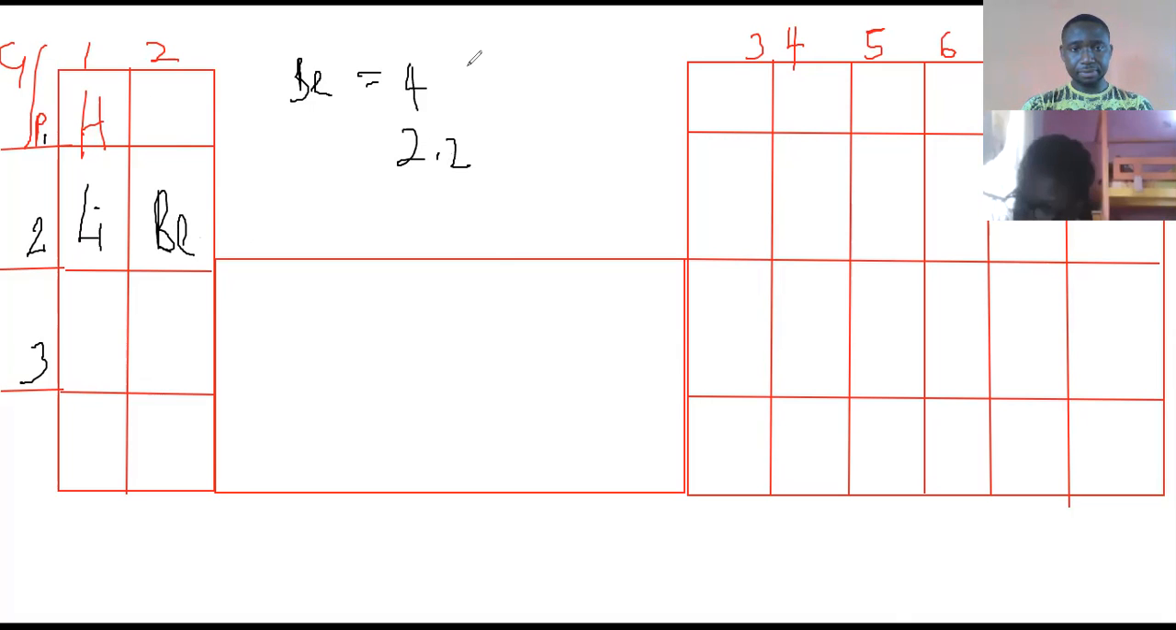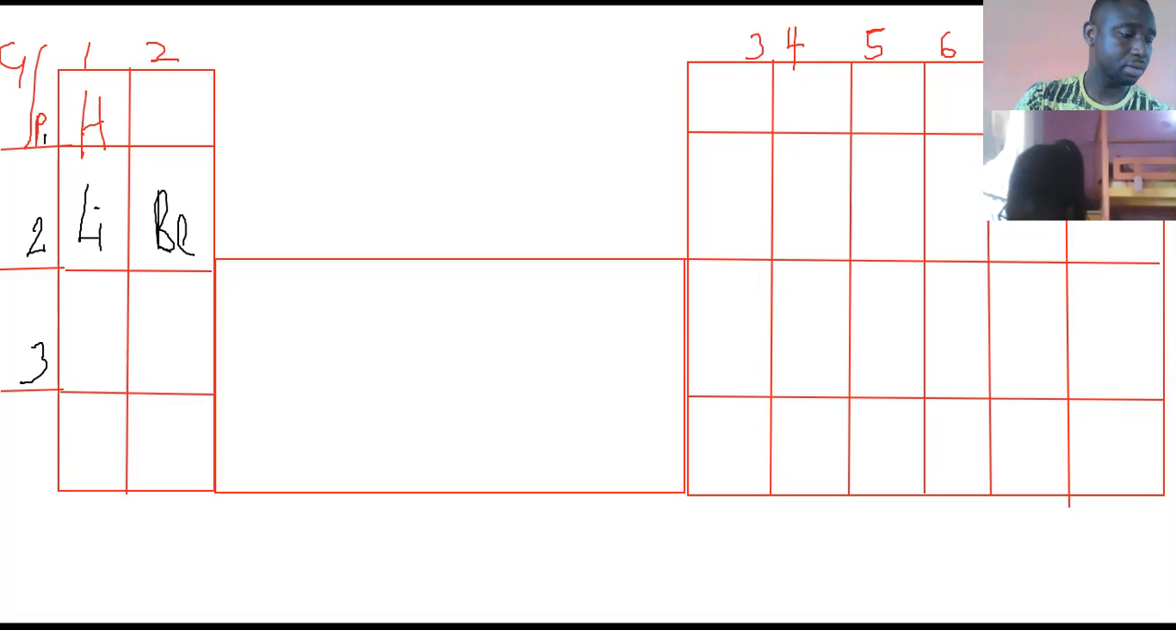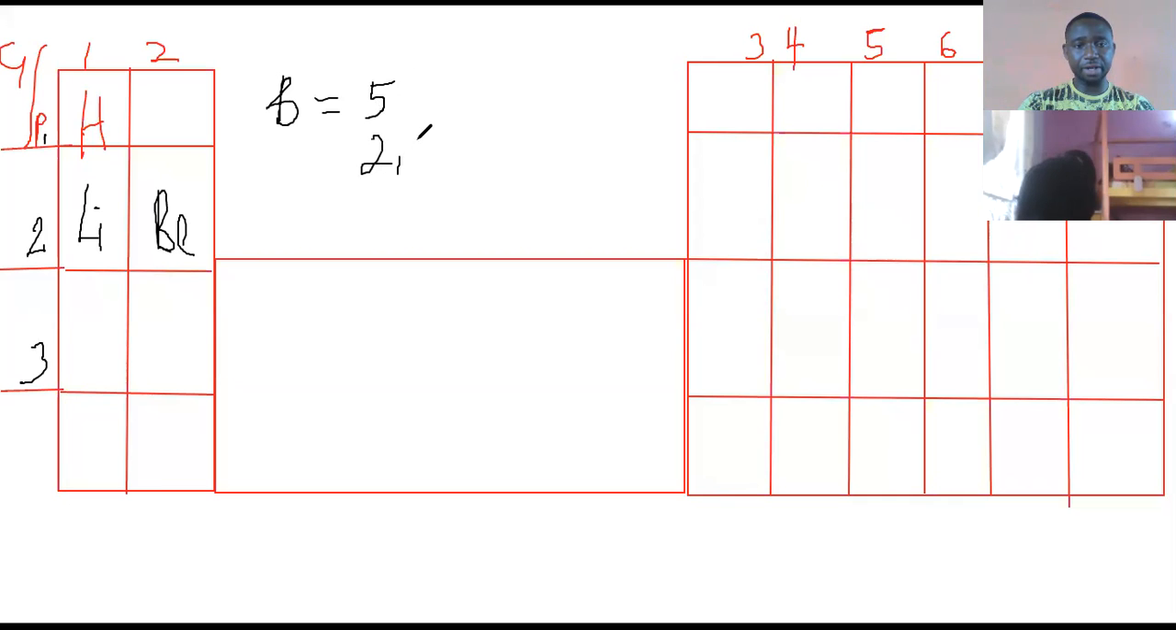Okay. Now, the next one after beryllium is what? Boron. Boron has an atomic number of 5. Okay. That becomes 2,3. From there, that means boron becomes the first to be filled in group 3, and has a period of 2. So this becomes boron.